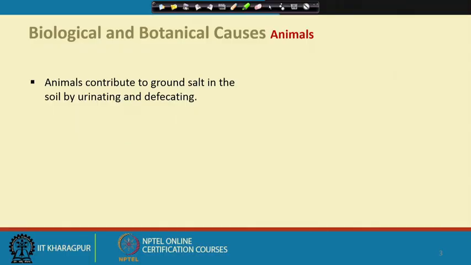Animals contribute, and as you know, it is very difficult to control. There are different types of birds, animals and other creatures which come to historic structures, especially when they are not in use. Animals contribute to the ground salt in soil by urinating and defecating. This is very difficult, because until there is a proper drainage system and proper cleaning, they will cause damage to the fabric. Animals also cause abrasion to the building fabric and deposit grease. These are not only ugly sights, but they also cause problems to the actual fabric of the historical structures.